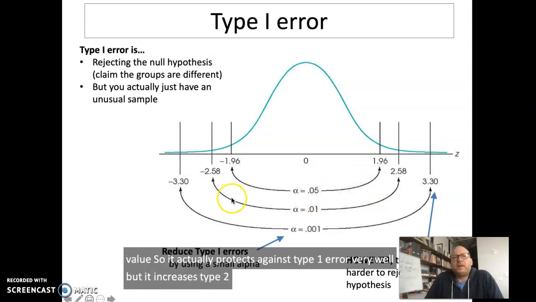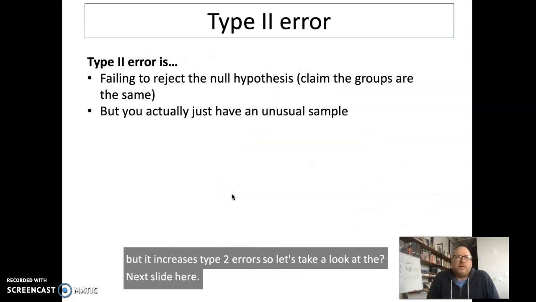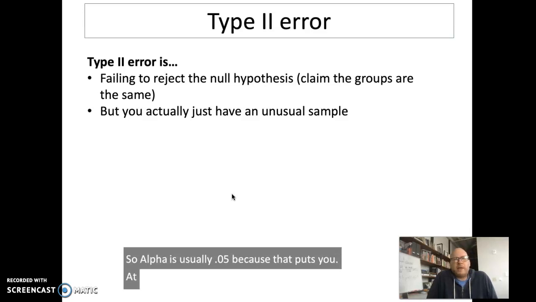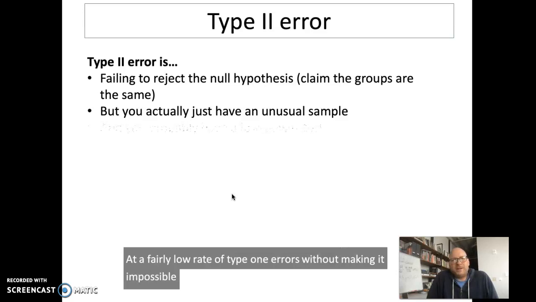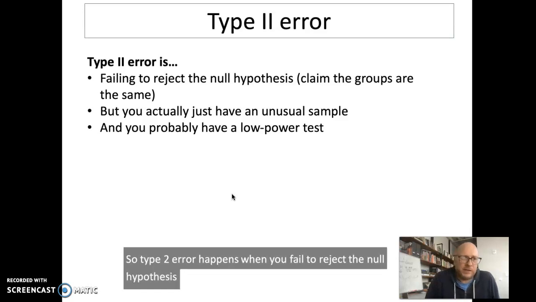So let's take a look at the next slide here. Alpha is usually 0.05 because that puts you at a fairly low rate of type 1 errors without making it impossible to detect differences. So type 2 error happens when you fail to reject the null hypothesis. You don't notice a difference when you should have.